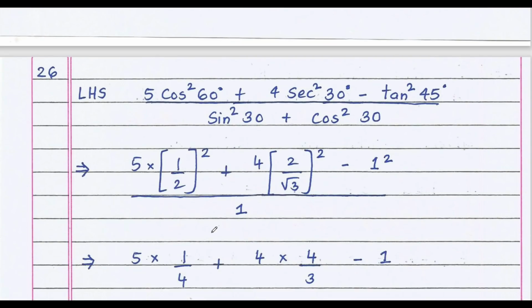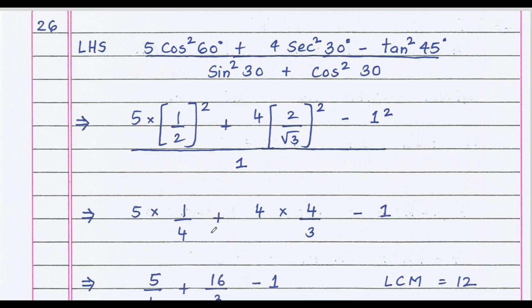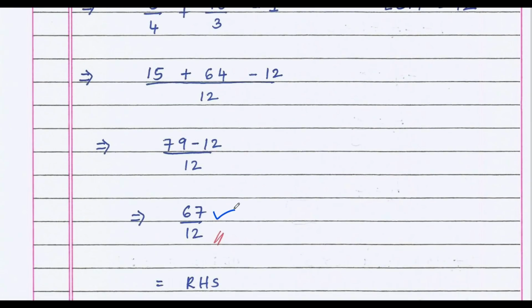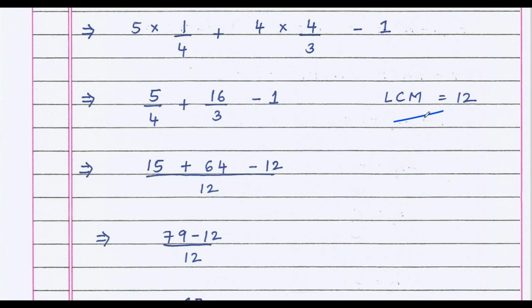Next, very simple question. You just need to substitute the values of standard angles and simplify. In the denominator it is of the form sin square theta plus cos square theta, so that it becomes 1. Cos 60 value is 1 by 2. Secant 30 is root 2 by root 3. Tan 45 is 1. Now simplifying, we get the RHS as 67 by 12. LCM is 12.